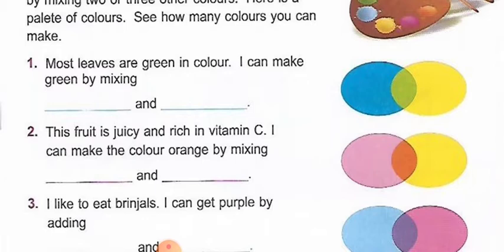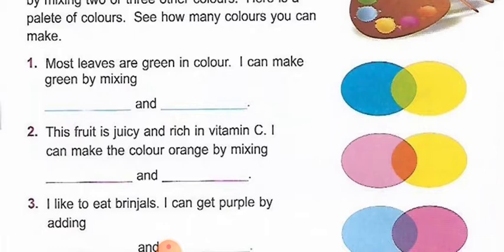The first one is most leaves are green in color. I can make green by mixing yellow and blue. Done? Okay. Coming to the next. This fruit is juicy and rich in vitamin C. I can make the color orange by mixing pink and yellow. Okay, pink and yellow.